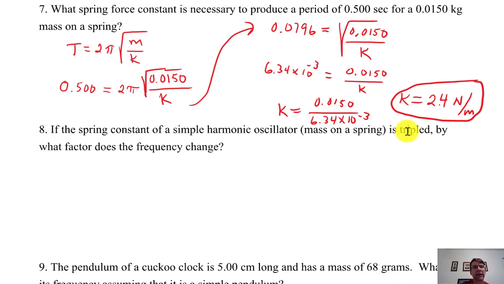Okay, if we triple that. So they're just asking us to look at this in a general statement. So let's look at the equation. So if we have T equals 2 pi times the square root of, we're talking about a spring, m over k.